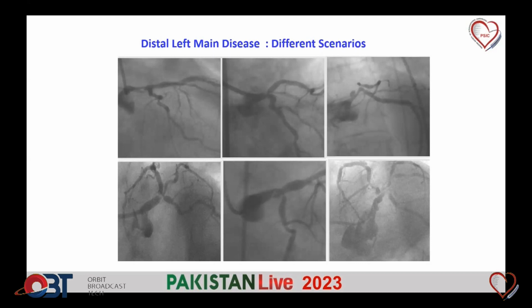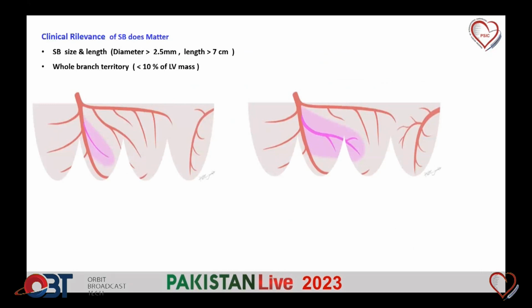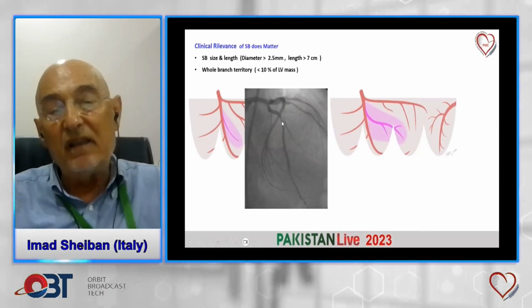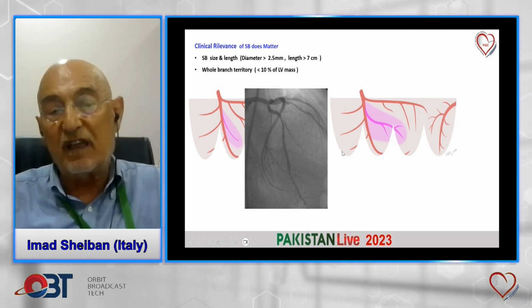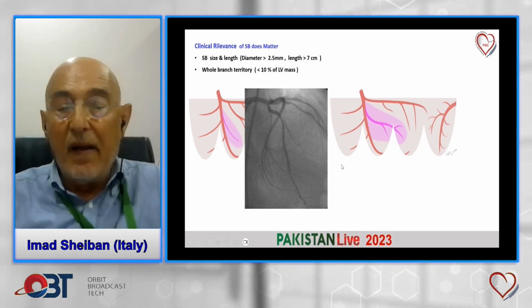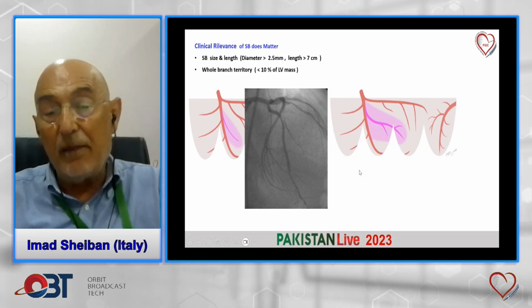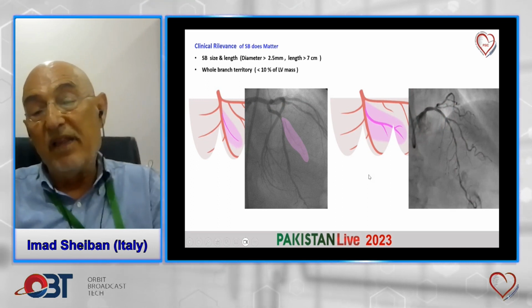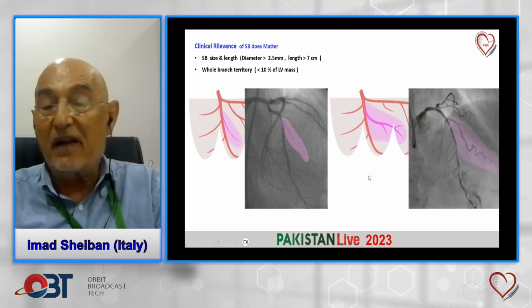Now we know that we have different scenarios in bifurcation lesions, but the first important thing is to determine the clinical relevance of the side branch. Then if it is clinically relevant, we should optimize every time and choose the right approach. The relevance depends on the length and the size of the side branch, that means the myocardial portion covered by the side branch. When it is more than 10% of the myocardium, then it is clinically relevant and can impact the prognosis of the patient.